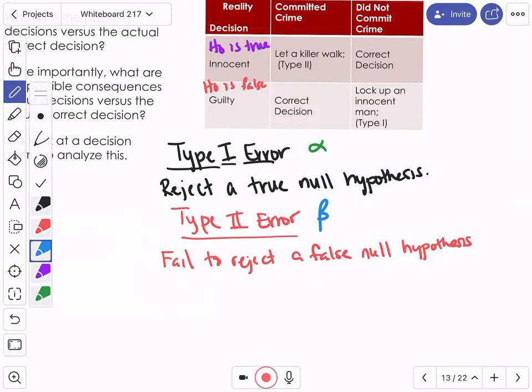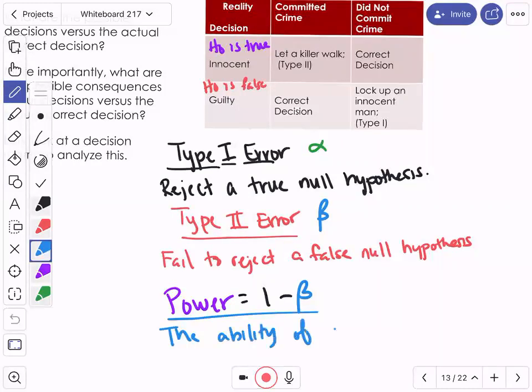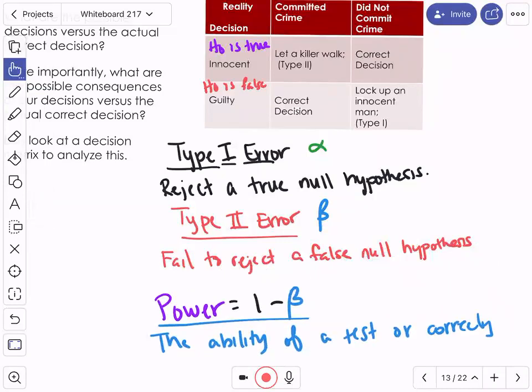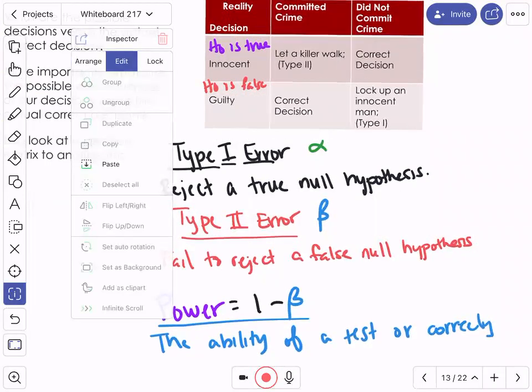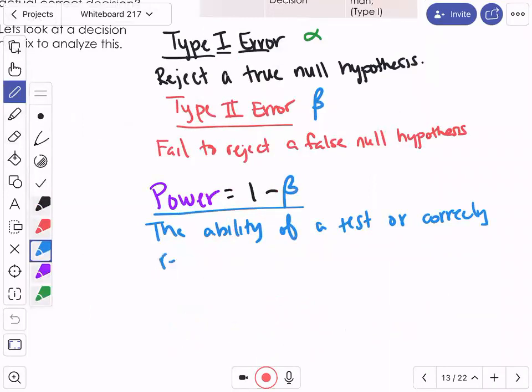Beta leads us to this thing that we call power. Power is equal to 1 minus beta. And power is the ability of a test to correctly reject a false null hypothesis.